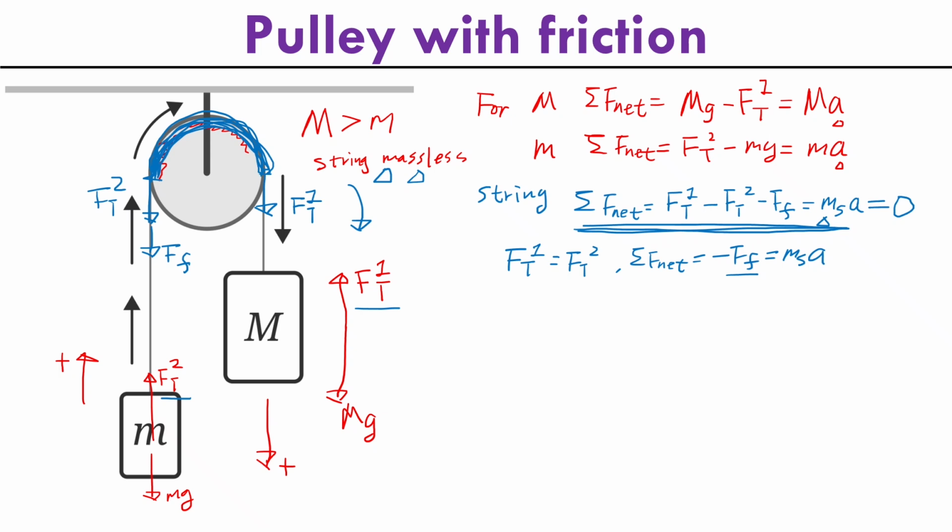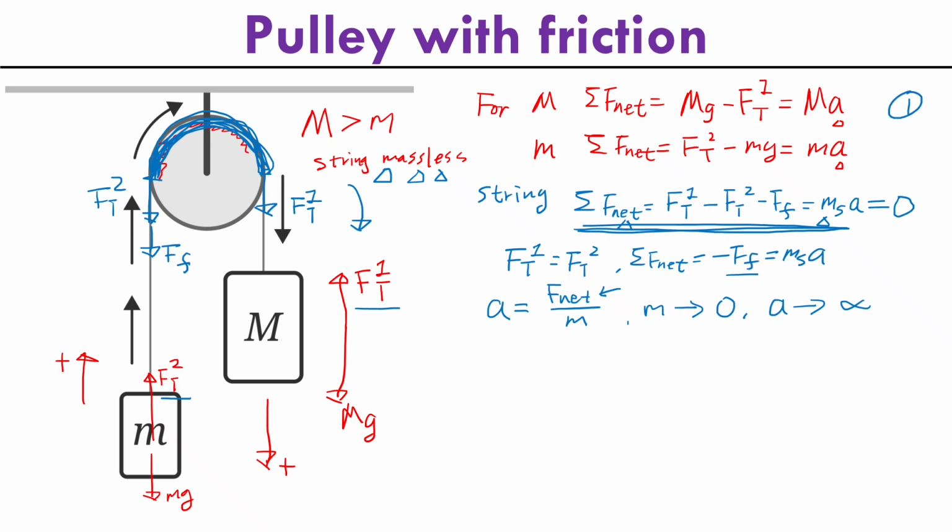Why? Because Newton's second law says acceleration equals net external force divided by mass. If there is a net external force and the mass is approaching 0, that means your acceleration is approaching infinity. We know that's not possible. So for any massless object, the net external force on it should be 0.